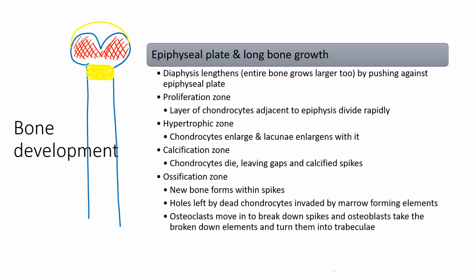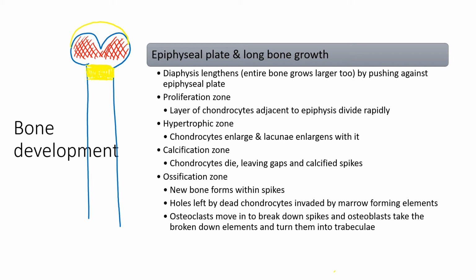There's going to be several zones in this cartilage, and we'll see a picture of this soon: the proliferation zone, hypertrophic zone, calcification zone, and ossification zone. These are basically arranged in layers based on what stage of ossification we're in. It's a gradual process. It's not like you're going to see super hard and fast lines. It's going to be like a spectrum.